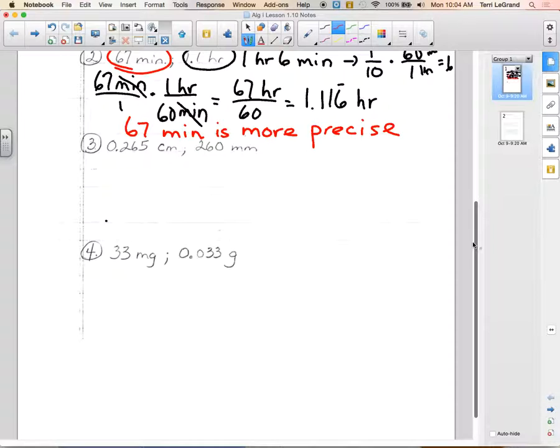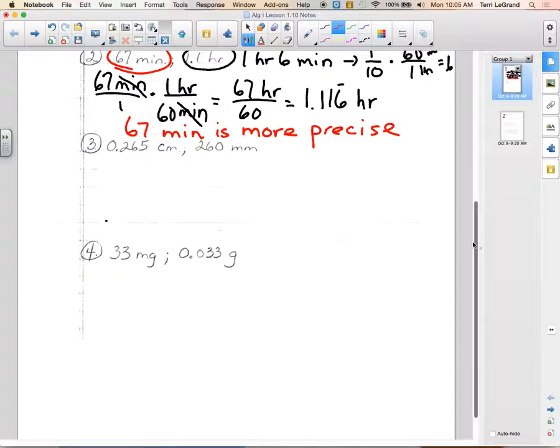Which of these do you think is more precise? 0.265 centimeters or 260 millimeters? Riley, what do you think? Millimeters, the 260 millimeters. Okay, why? Because it's smaller. Because millimeters are smaller than centimeters? Okay, but that isn't how we make our decision. We say which one's measured to the smallest unit, not which one is smallest. Which one is measured to the smallest unit?